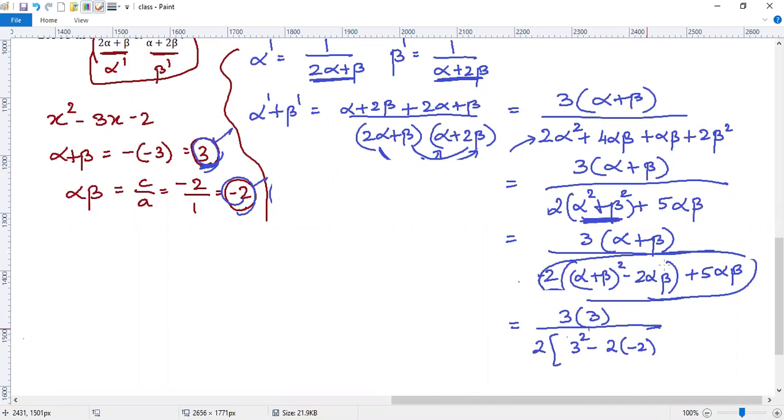2 times of this term, plus what other term is there in the denominator? Plus 5 times of alpha into beta. What is 5 times of alpha into beta? Minus 2. So what do we get for the denominator part?